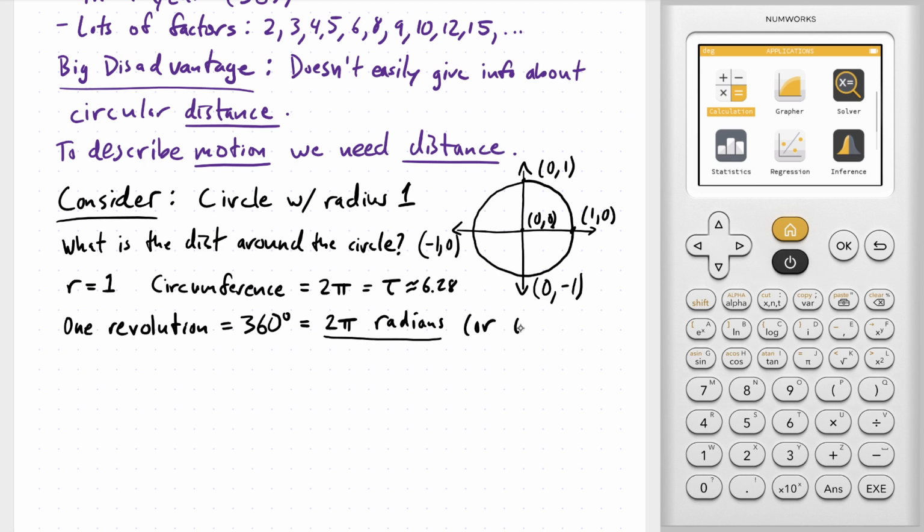Or, for those who prefer it, tau radians. Okay, so that's a useful piece of information.